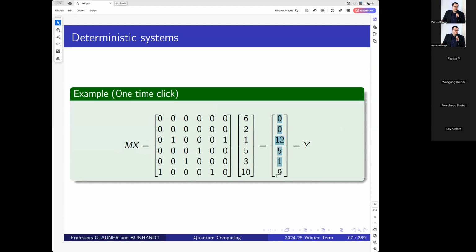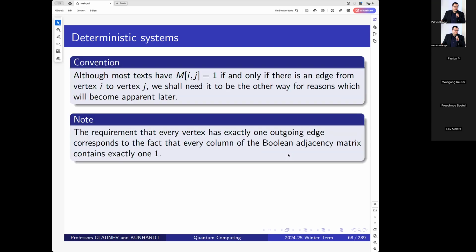And then we have this vector. And if we want another time click, we again could take our vector y and multiply it from the right with matrix M. And we apply one more time click. And we would see how it transitions.